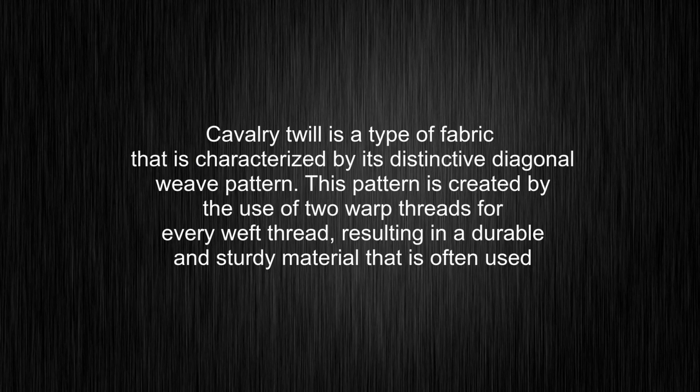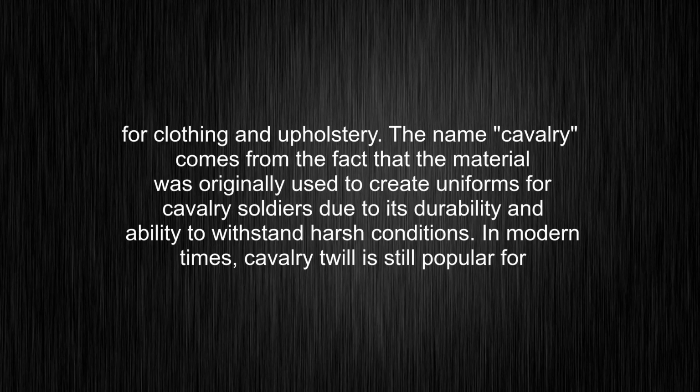Cavalry twill is a type of fabric that is characterized by its distinctive diagonal weave pattern. This pattern is created by the use of 2 warp threads for every weft thread, resulting in a durable and sturdy material that is often used for clothing and upholstery. The name cavalry comes from the fact that the material was originally used to create uniforms for cavalry soldiers due to its durability and ability to withstand harsh conditions.